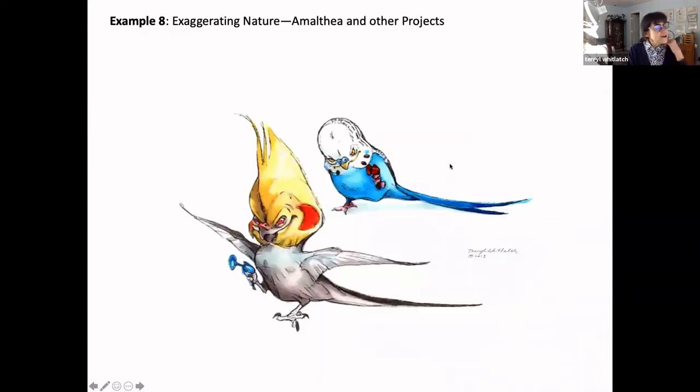And then some cartoon characters. This is the Bad Bird Club. These little guys have ray guns, so be good to your pet birds. A cockatiel and a budgie.